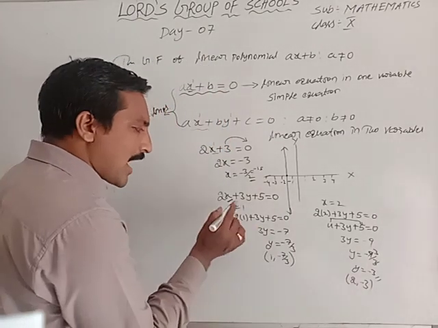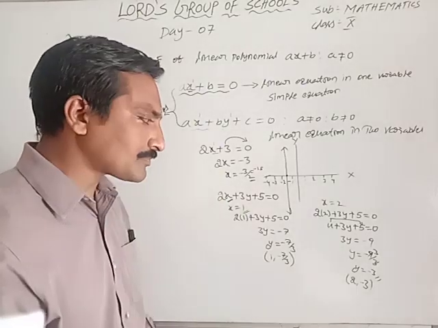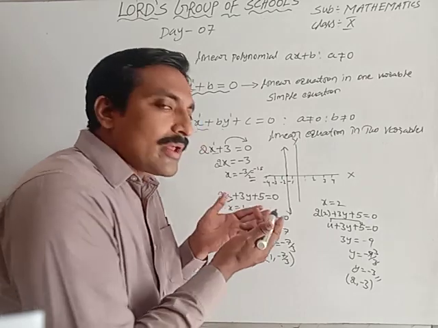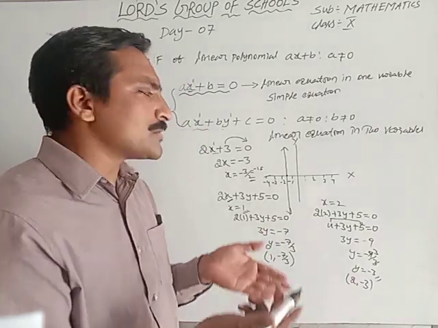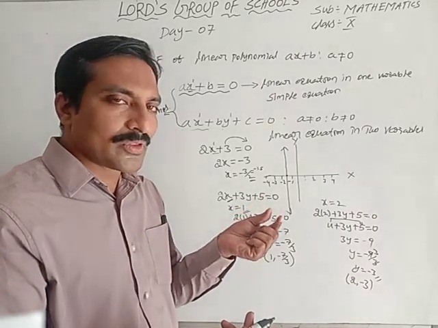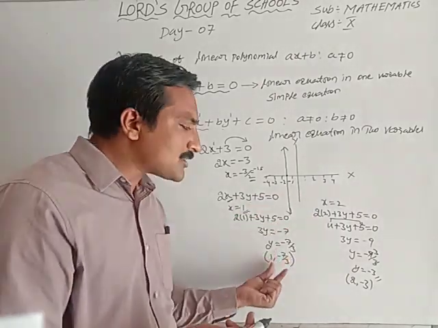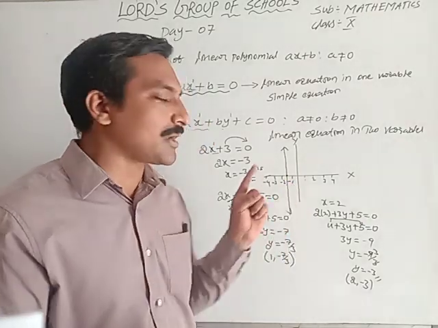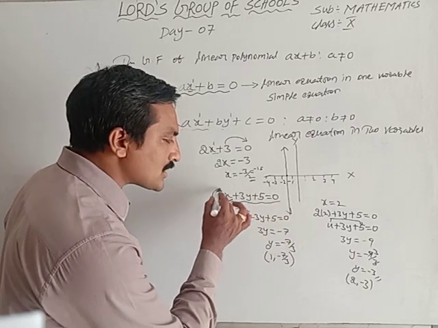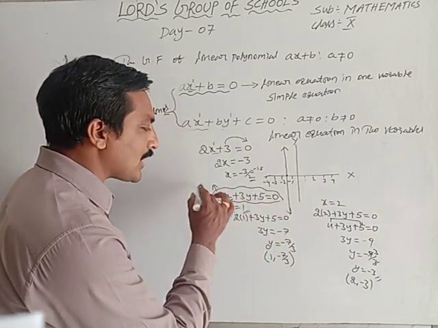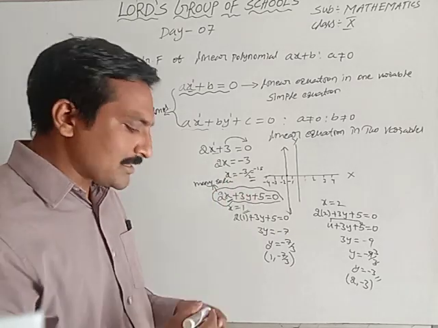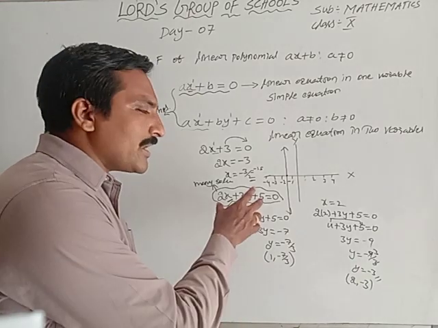Like that, you can take any number in place of x, and each time you get one particular y value. Each x value gives one y value, and each ordered pair acts as a solution of that equation. Since only a single equation is given, how many solutions are present? It contains many solutions.